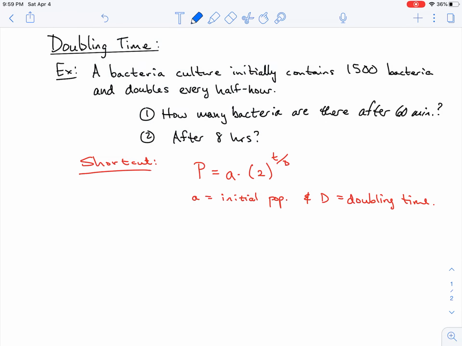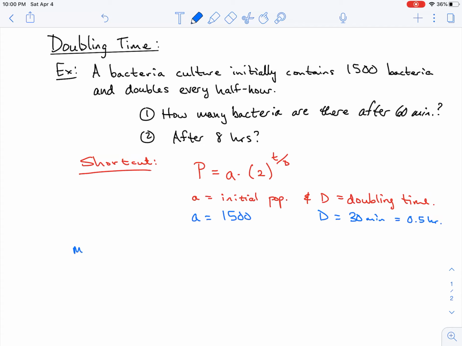So we have the initial population given to us is 1,500, and the doubling time is a half hour. So 30 minutes or 0.5 hours. Completely up to you how you decide to use this, minutes or hours. Whatever you use, you have to be sure that your units are consistent. So notice task 1 asks the question in minutes, and task 2 asks the question in hours. So make sure that if you are using minutes in your model, that you convert everything to minutes, and if you're using hours, you convert everything to hours.